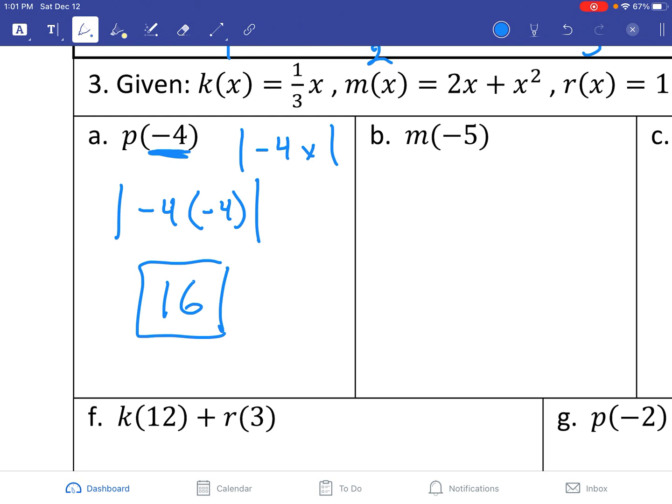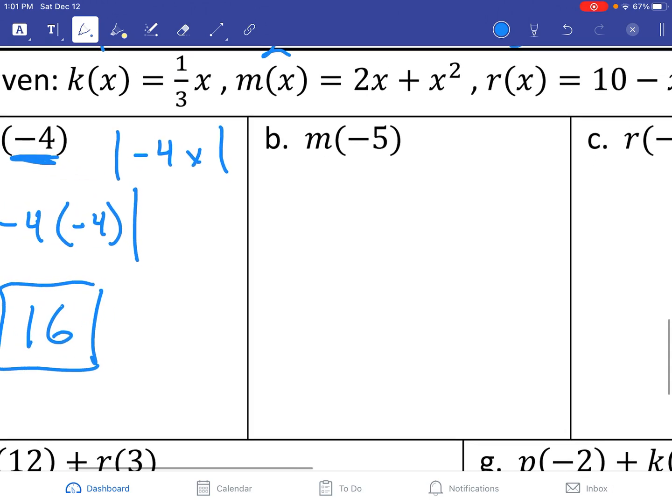Okay, you're not multiplying that expression, that absolute value, by -4. You're putting -4 into the expression. Okay? Part B, we have 2x plus x squared. We are putting -5 into these two x's.